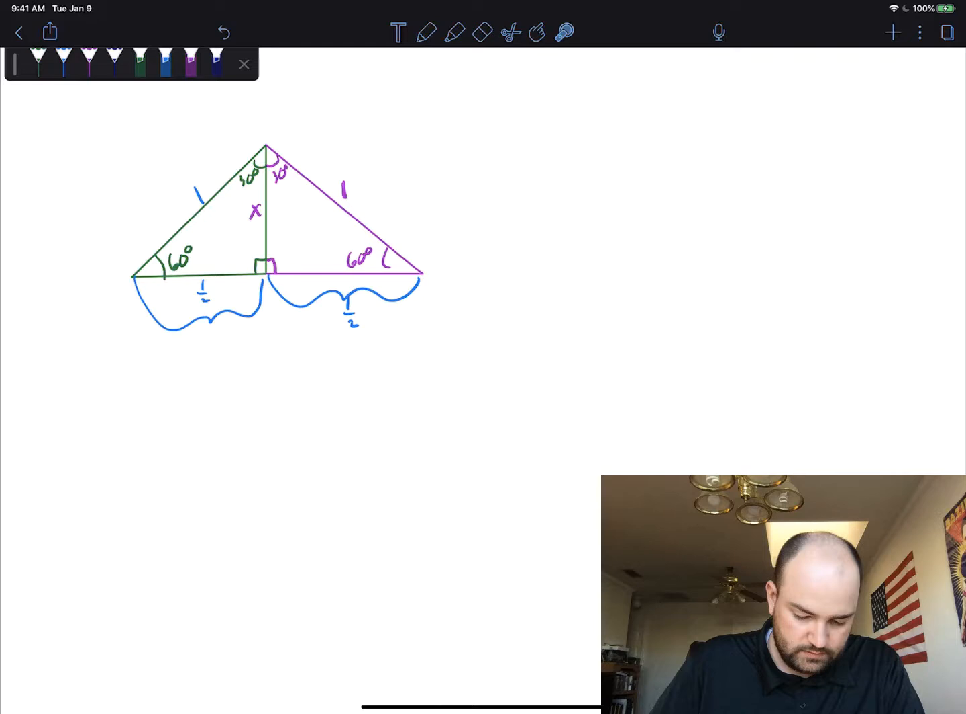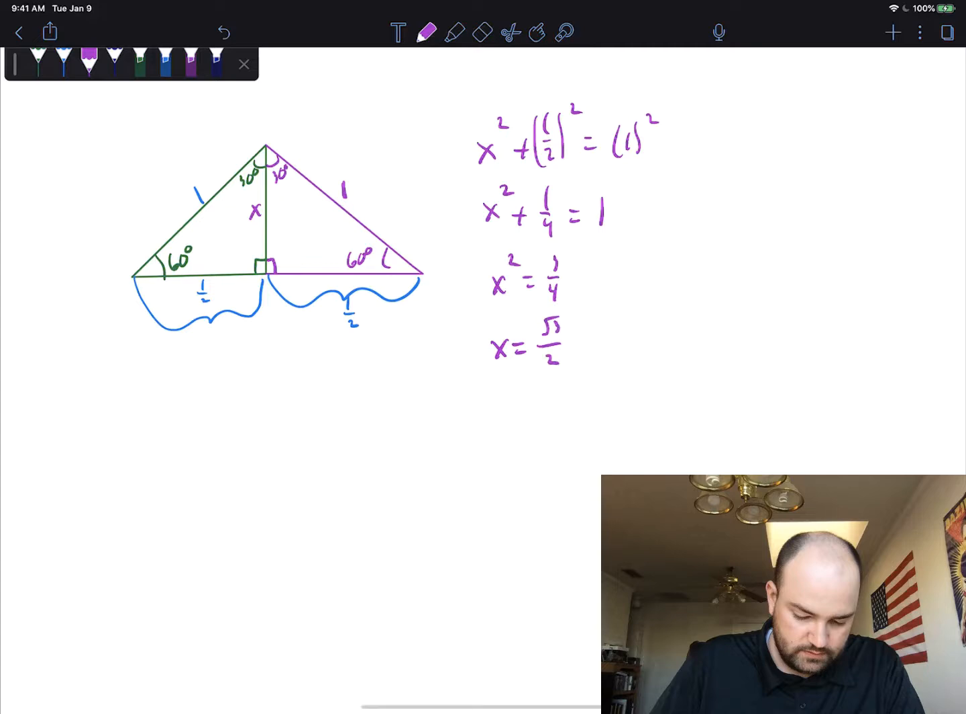Well, because this is in fact a right triangle, x squared plus 1/2 squared equals 1. And we can solve. So x squared plus 1/2 squared equals 1 squared. So x squared plus 1/4 equals 1, which means x squared equals 3/4. So x equals either plus or minus, doesn't really matter, square root of 3 over 2. I took the square root of both sides there. So x is the square root of 3 over 2. Good.